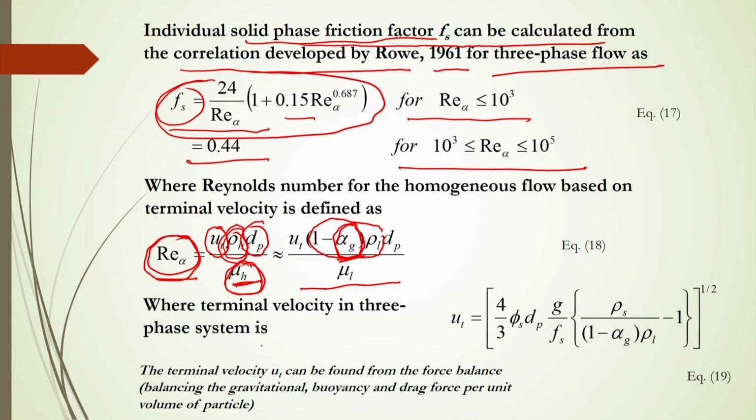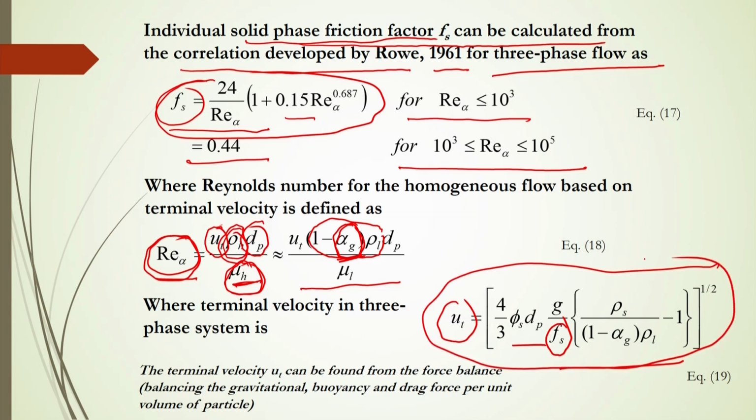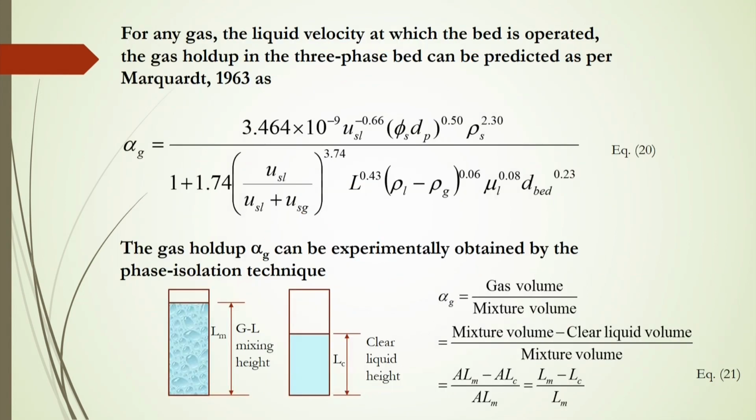Now, what should be the terminal velocity? Of course, this terminal velocity, as we have shown earlier also, is the square root of 4/3 phi s dp g by Fs. This Fs is a friction factor, which is again a function of Reynolds number, which is again a function of terminal velocity. So, this is a nonlinear equation for terminal velocity here. By trial and error method, you have to find out the terminal velocity from this equation. Now, for any gas and liquid velocity at which the bed is operated, the gas hold up in the 3-phase bed can be predicted as per Marquardt 1963.